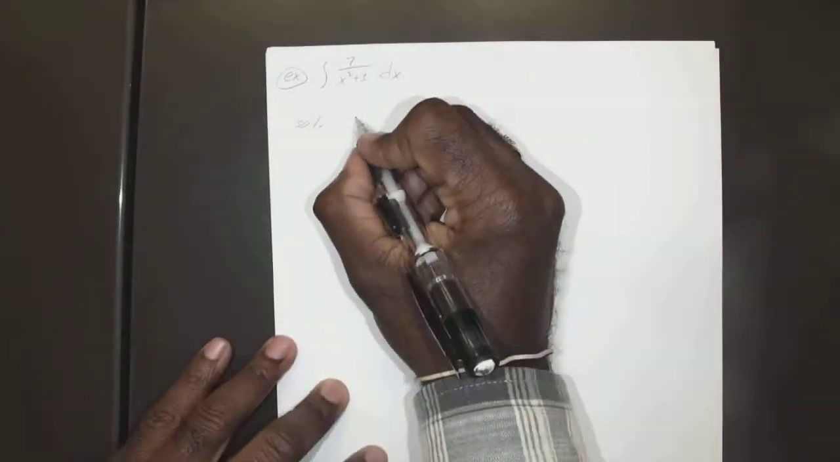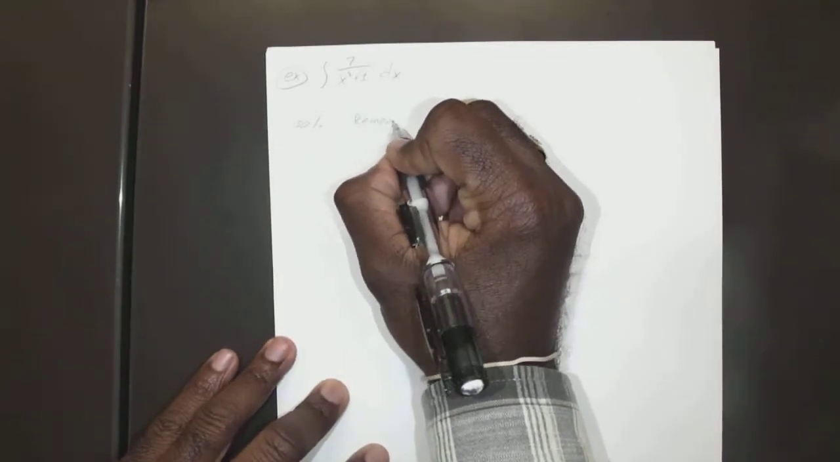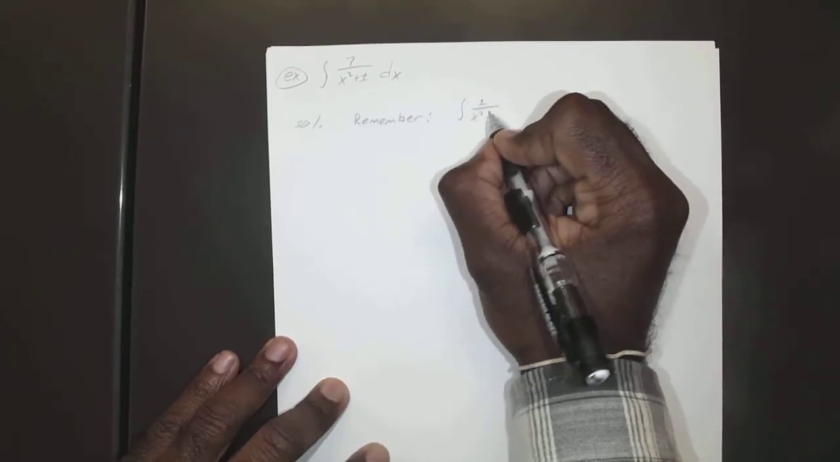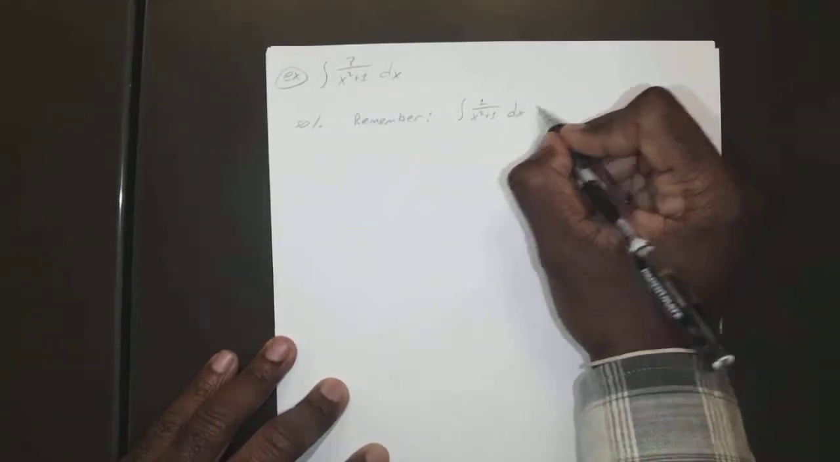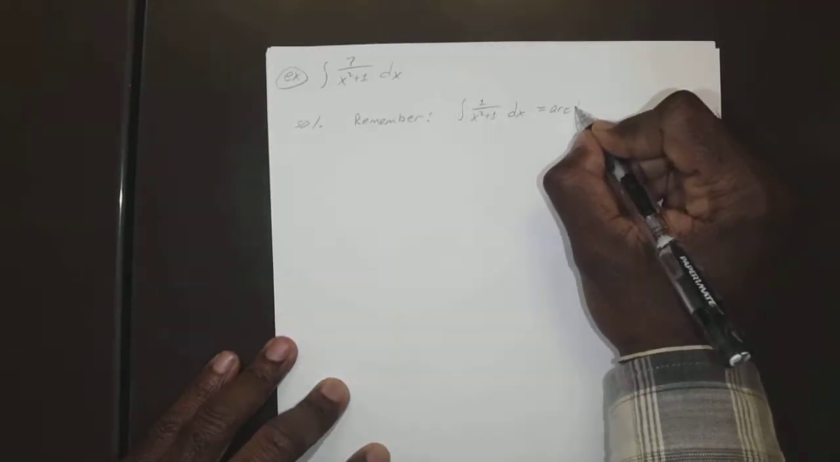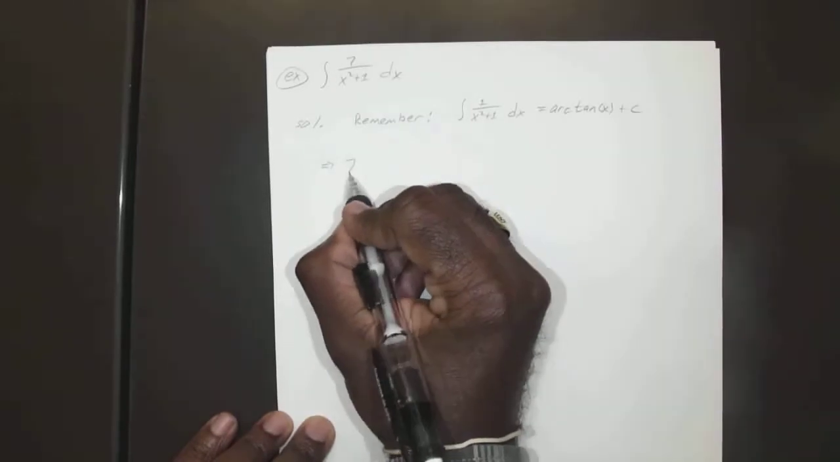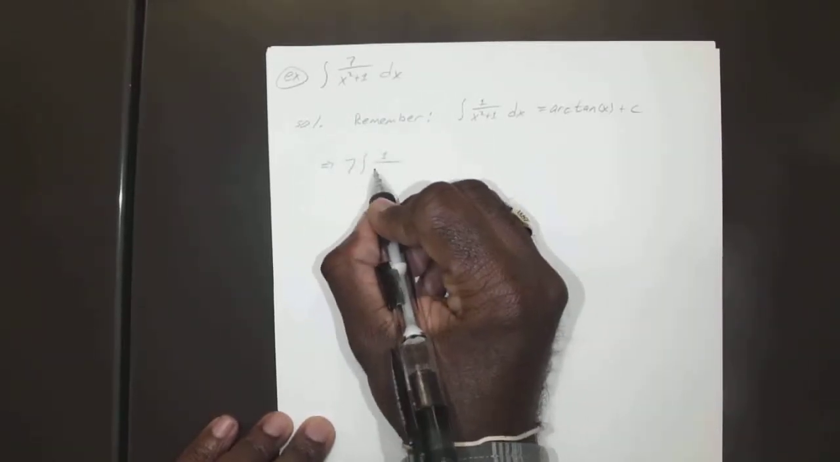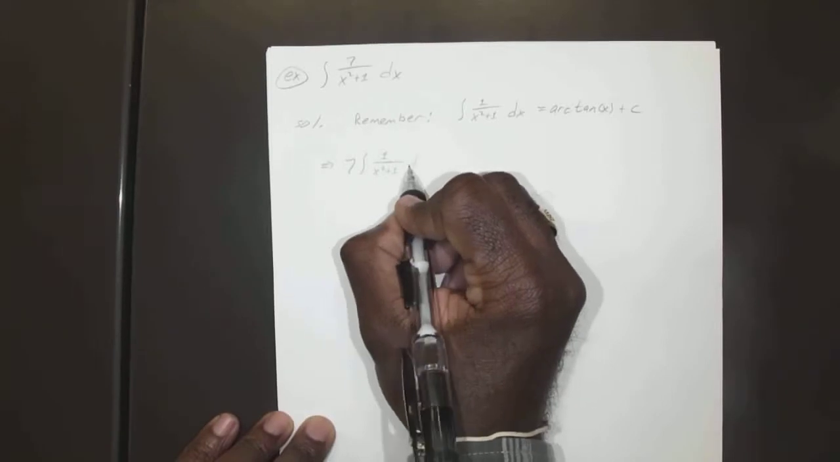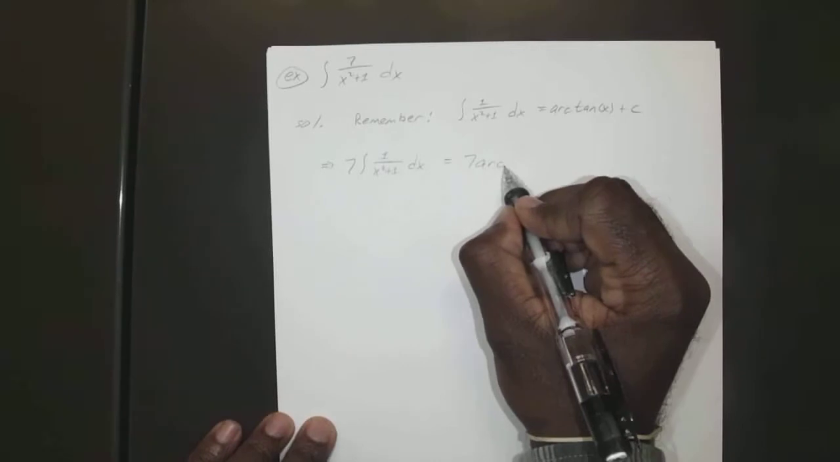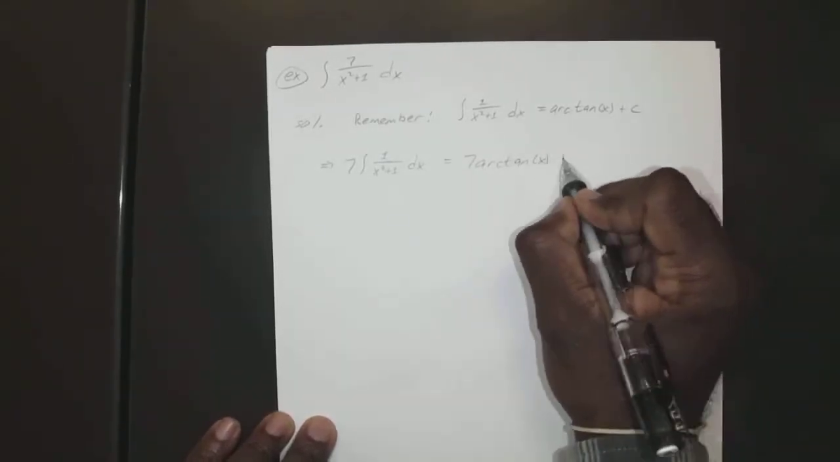Okay, so here we remember that the integral of 1 over x squared plus 1 with respect to x is equal to arctangent of x plus c. Okay, so all we have to do is get our 7 and bring it down to the front times the integral of 1 over x squared plus 1 with respect to x, which is just 7 times arctangent of x plus c.